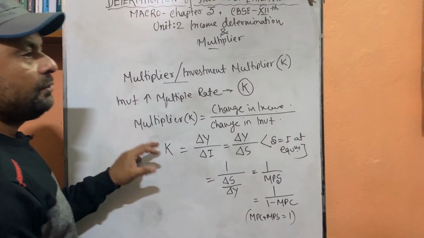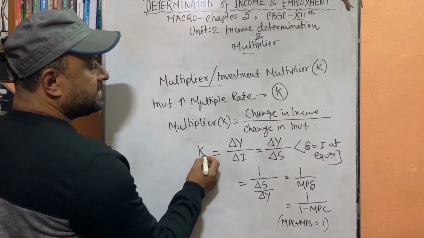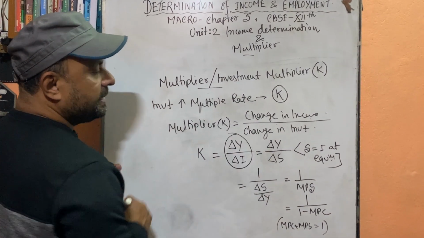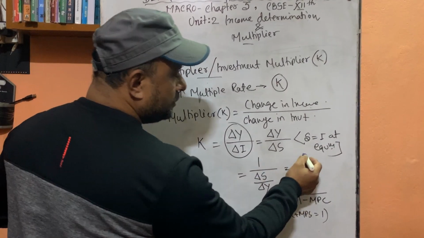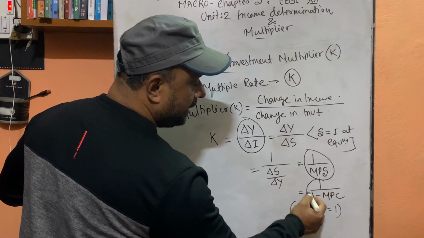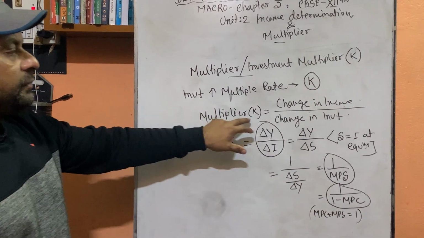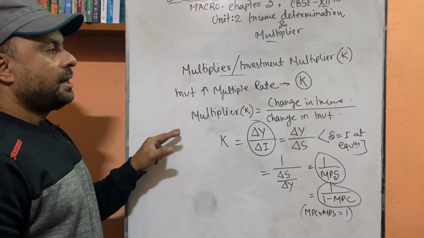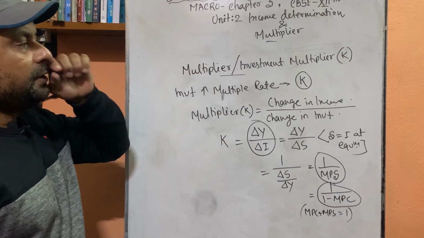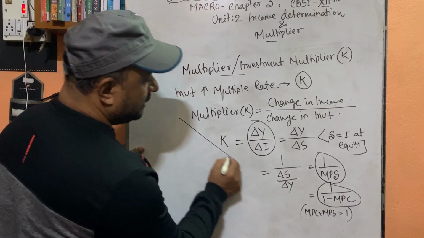So for the multiplier we are getting 3 formulas. One is K is equal to delta Y by delta I, K is equal to 1 by MPS, and K is equal to 1 by 1 minus MPC. So in a numerical we can use any one according to the requirement. From the multiplier you always get a numerical quotient. Okay, now this is our multiplier.